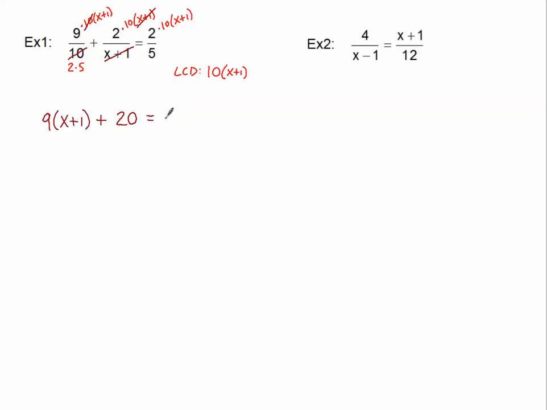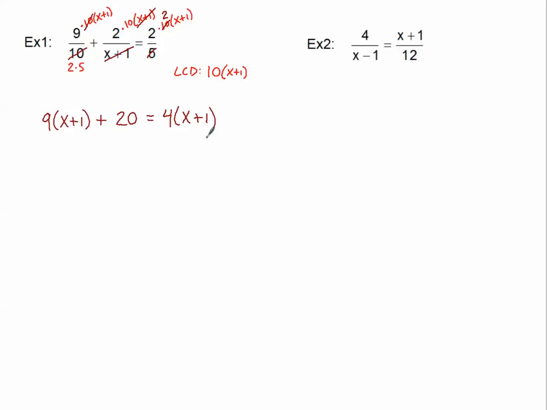And then in this third fraction, the 5 will cancel away with part of the 10, leaving a 2, because 10 divided by 5, of course, is still 2. So I'll be left with 2 times 2, which is 4, and the x plus 1. So after that step, I am no longer with fractions, I just have a regular algebra equation.